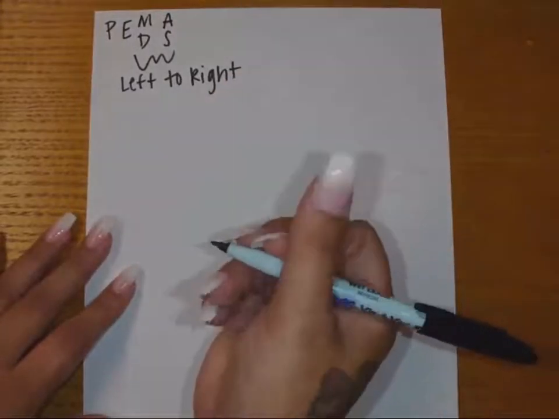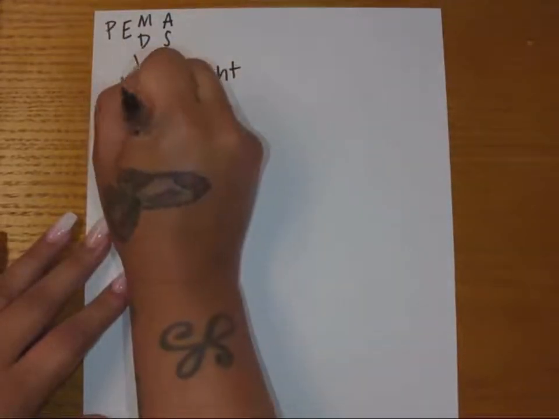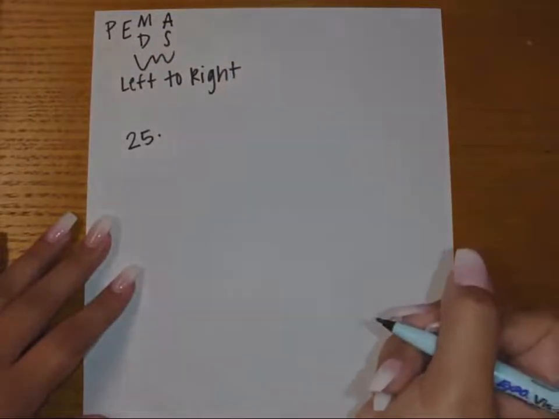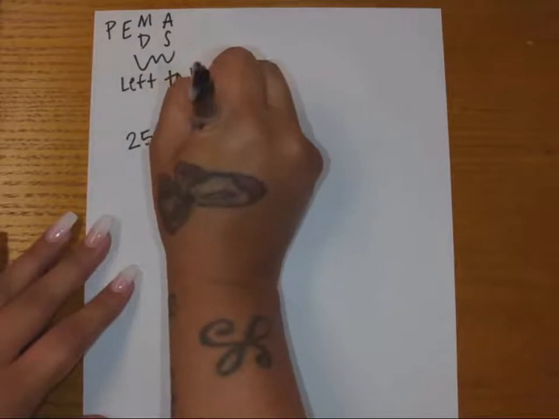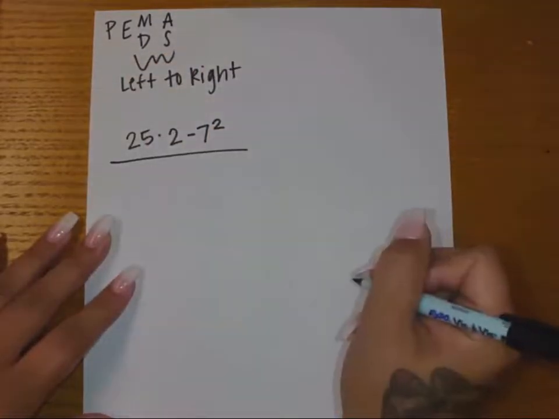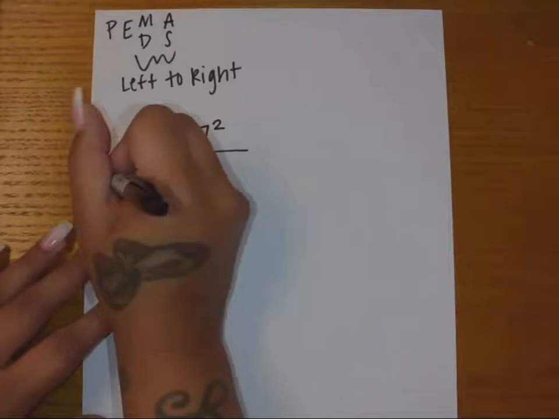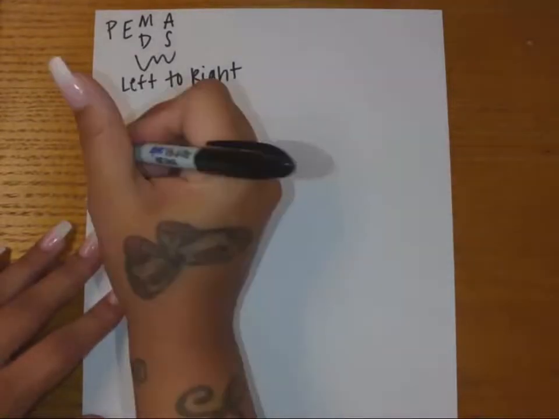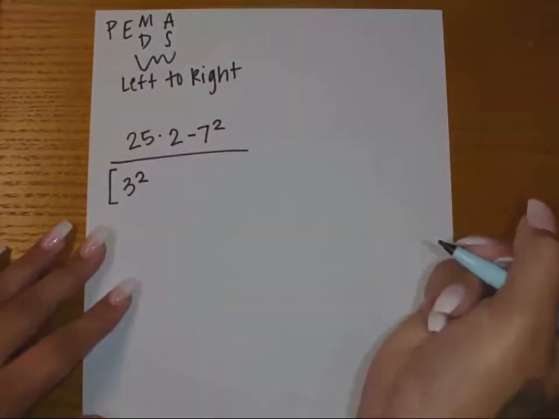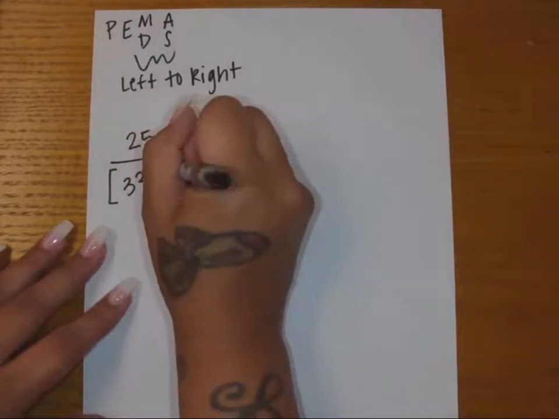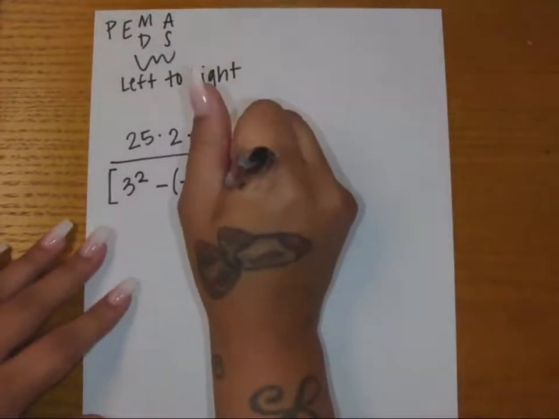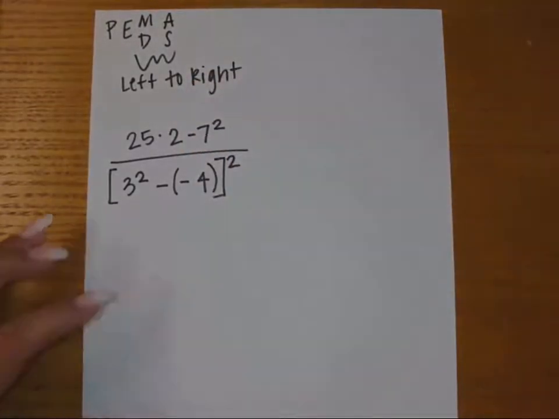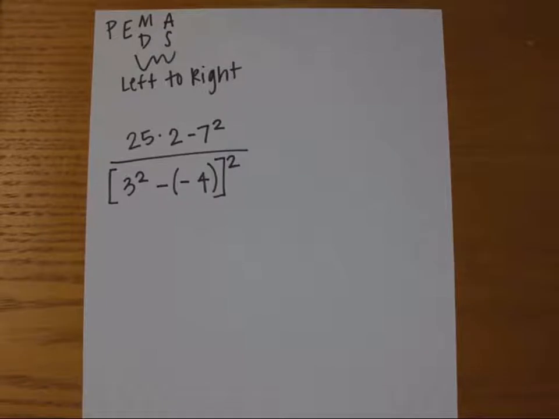So for this example, what we have is 25 times 2 minus 7 squared, all over, and then we're going to use brackets. And we have 3 squared, and then we have a negative, negative 4, so it's 2 minus signs. Close your brackets, and then we're going to square that. Whenever you see a problem like this, you start from the inside and work your way out.